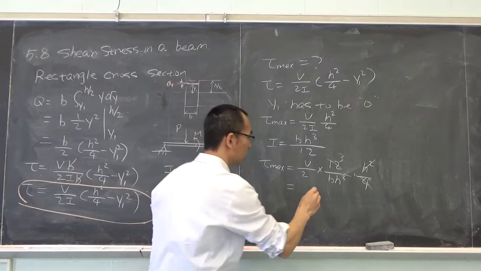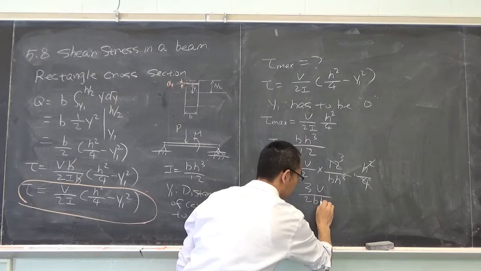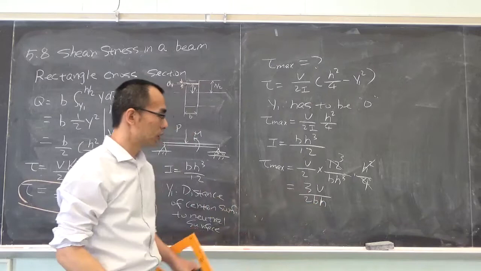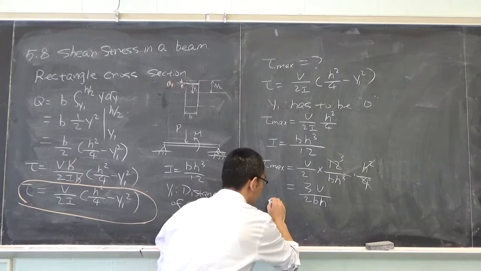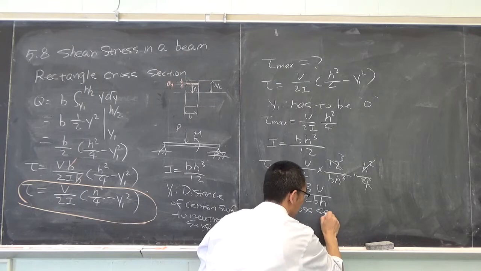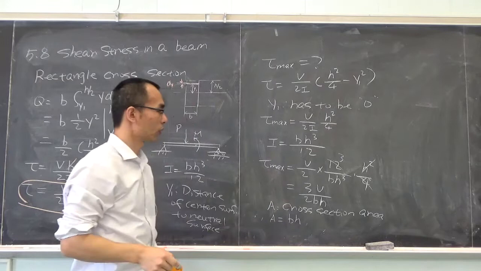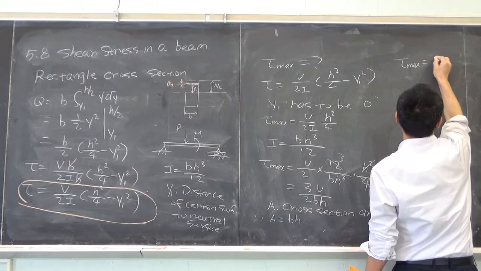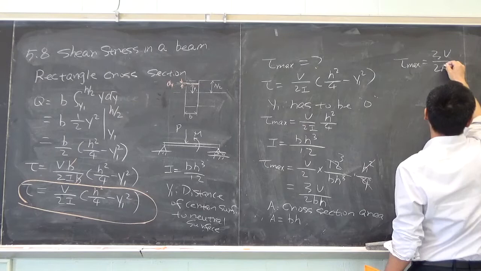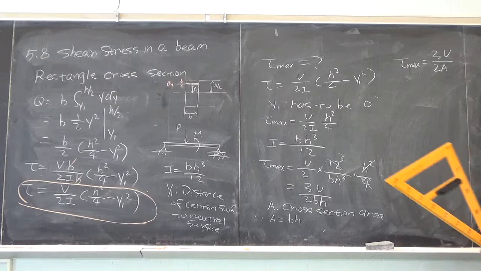So it will be equal to this. And b multiplied by height is what? It is the cross-section area. A is equal to bh. Now we have the maximum shear stress. Okay, so it is a really neat result. This one is just for the rectangle cross section.